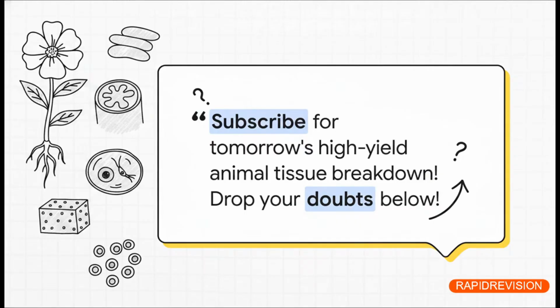But tell me this, if plants have such complex vascular highways, how do animal bodies transport and protect everything inside them? Well, we'll uncover that mystery tomorrow. Don't miss tomorrow's high-yield animal tissue breakdown.